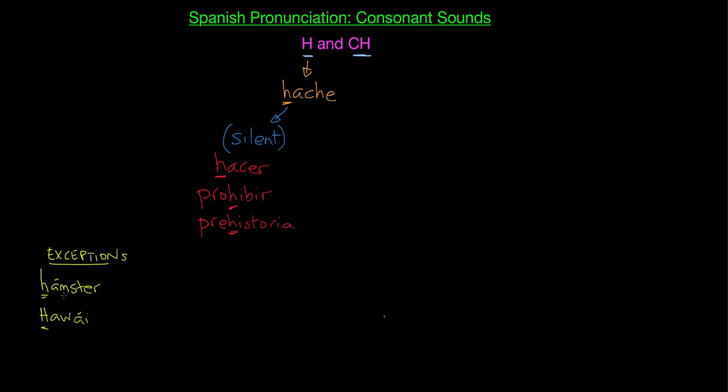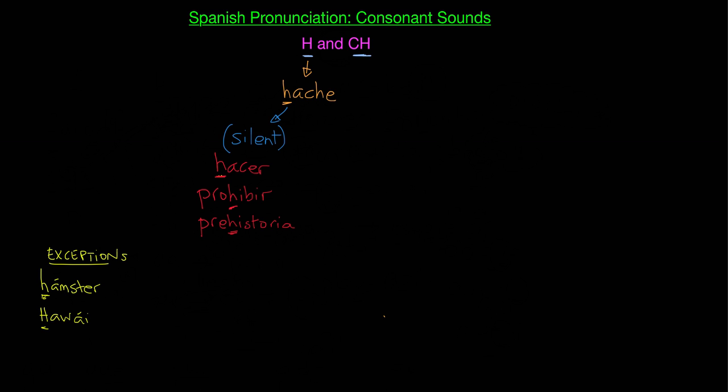Okay, so hamster, Hawaii. But this only happens, as I said, in exceptional cases, in cases where the words come from languages such as English, German, and so on. Okay, some words from Arabic as well. More commonly, about 99% of the times that you see an H, you won't hear it. So more commonly it would be hacer, prohibir, prehistoria.